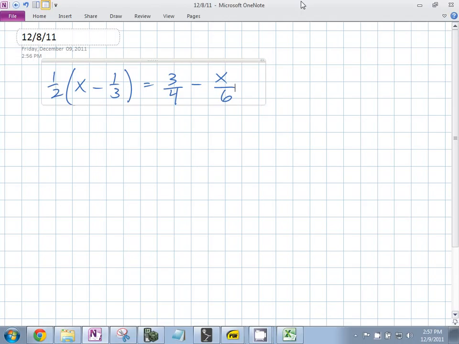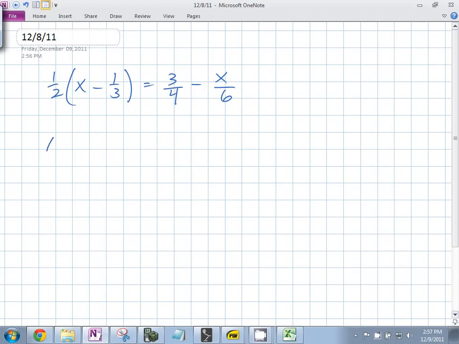Better than that. Yep. You said multiply by 6. Let's multiply by 6 and see what happens. It becomes 3 times x minus a third equals what? What does it become? 18 fourths. I don't really like that. I don't think multiplying by 6 is going to do it. What should we multiply by?